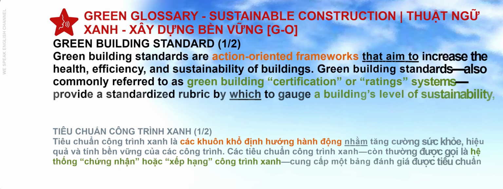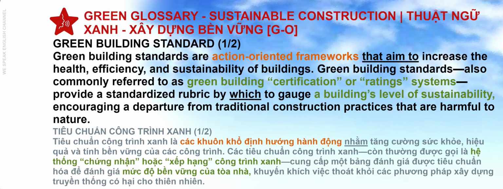Green building standard. Green building standards are action-oriented frameworks that aim to increase the health, efficiency, and sustainability of buildings. Green building standards, also commonly referred to as green building certification or rating systems, provide a standardized rubric by which to gauge a building's level of sustainability, encouraging a departure from traditional construction practices that are harmful to nature.